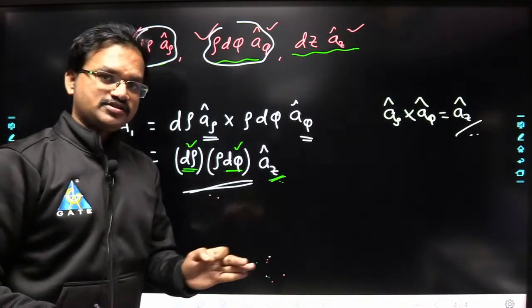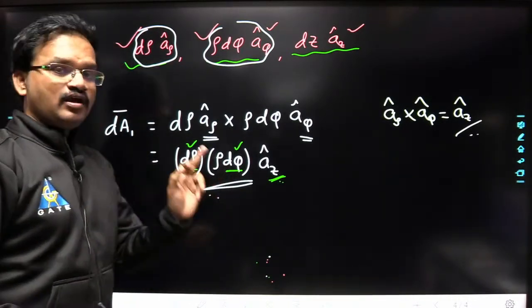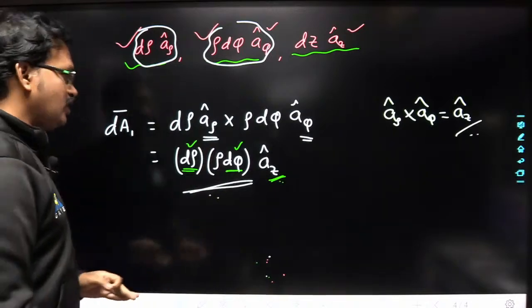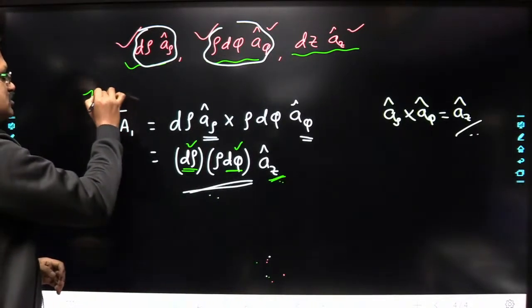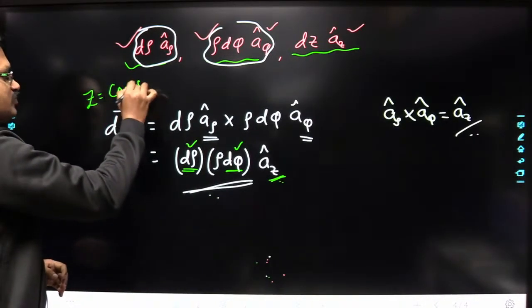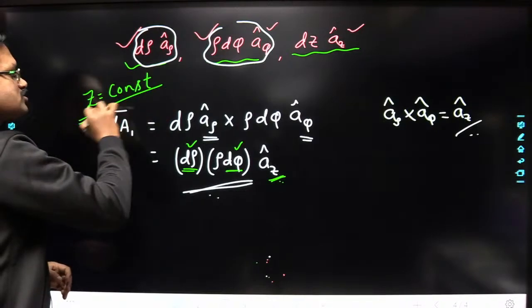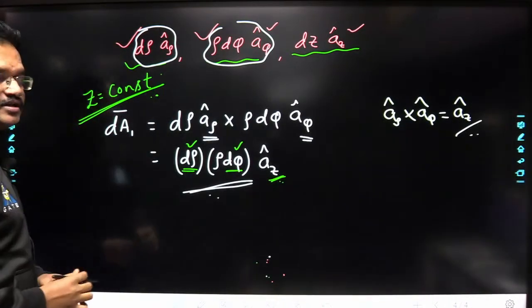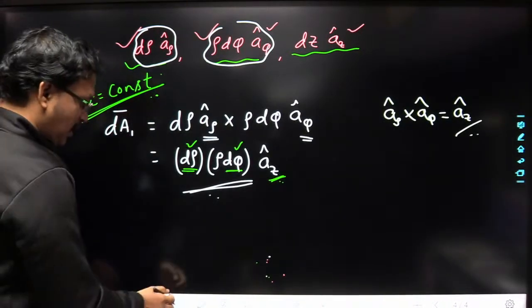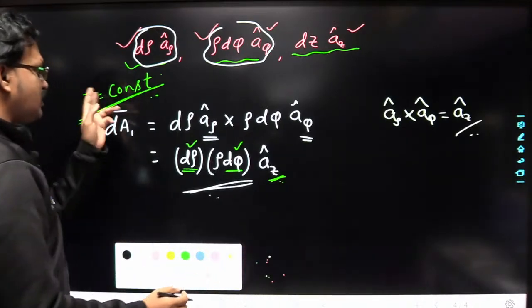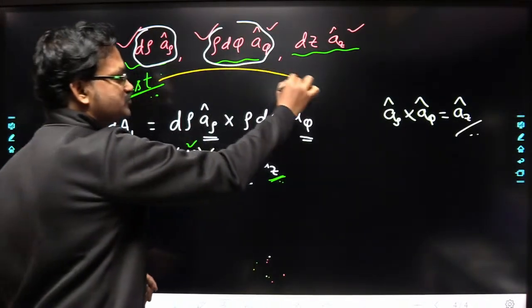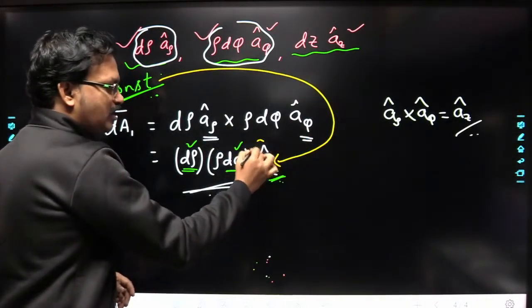Z is constant. Yes or no? Rho and phi are variables and Z is constant. So we can call this plane the Z is equal to constant plane. And what is the direction of the Z equal to constant plane here? The direction of the Z equal to constant plane is pointing along which direction?